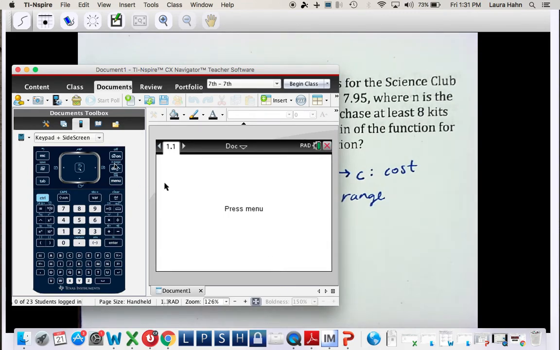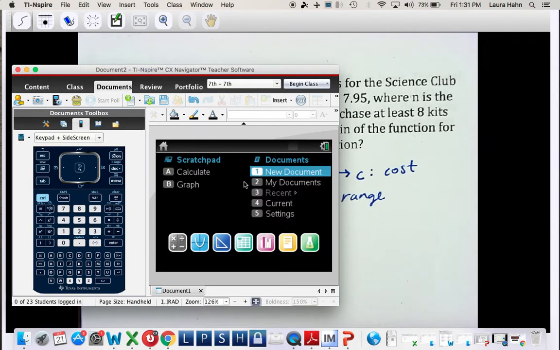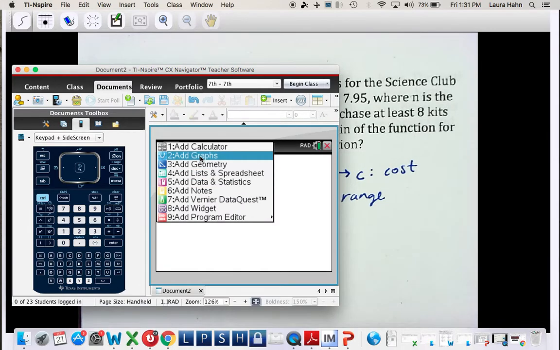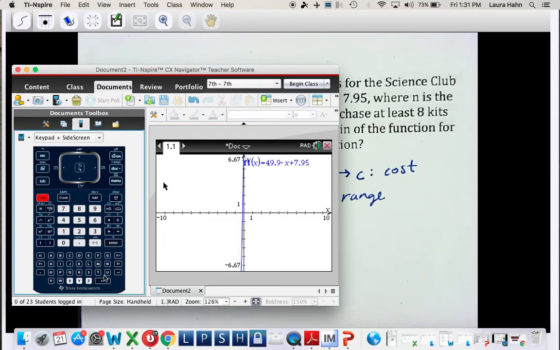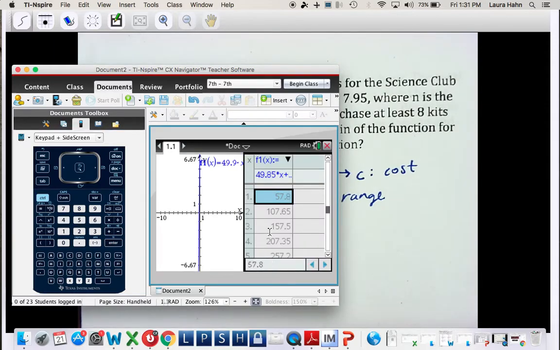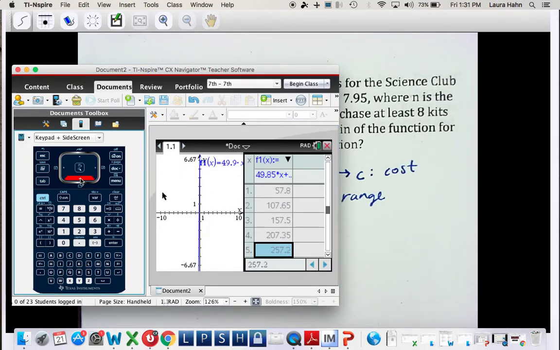All right, so I'm going to go graph it. And the equation said 49.85, and I can't type an N, so I'm going to change it to X, plus 7.95. All right, so I'm going to graph it. Now I want to look at my list of tables, so I can press Control T. The lowest number is 8 kits, so I'm going to scroll down. I want 8 to 12. Okay, so here's 8 all the way to 12, so I'm going to list these prices.